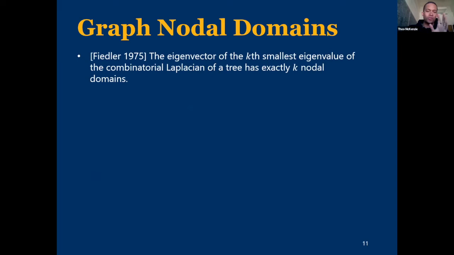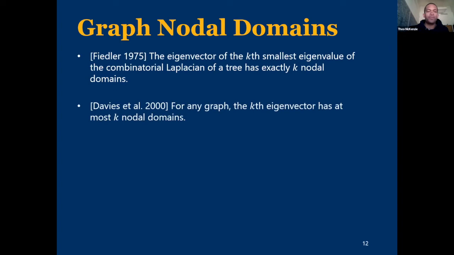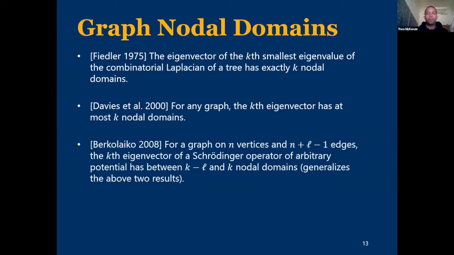Fiedler showed in 1975 that if I take a tree graph, so a graph with no cycles, then the kth smallest eigenvector of the Laplacian has exactly k nodal domains. More recently, Davies et al. showed a discrete version of Courant's nodal domain theorem, which says that the kth eigenvector has at most k nodal domains. And then Berkolaiko gave a generalization of these two results in 2008, saying that if I have a tree graph and I add L edges to that tree graph, then the kth eigenvector of a Schrödinger operator, which you can just think of as the combinatorial Laplacian again, has between k minus L and k nodal domains.